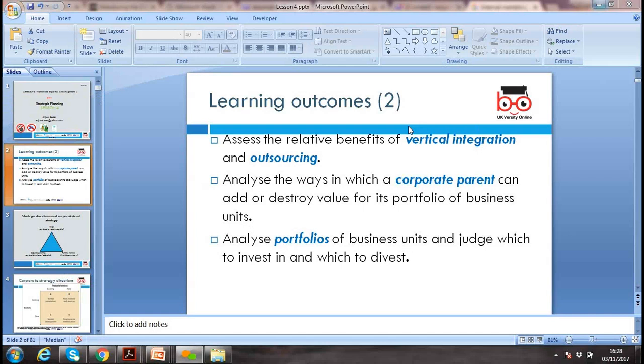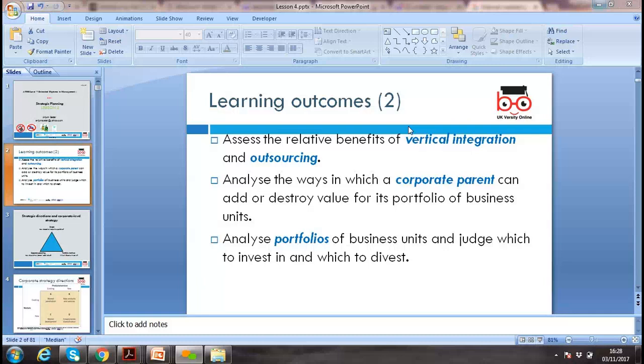Today's lesson is the fourth lesson of strategic planning. In the previous lesson we discussed Porter's generic strategies, the VRIO model, competencies and capabilities, PEST and PESTLE analysis, SWOT analysis, Porter's five forces, different other planning tools, and the BCG matrix.